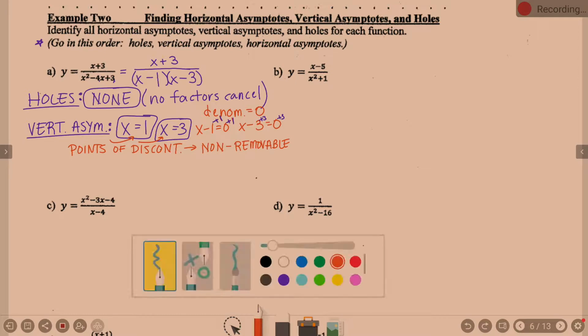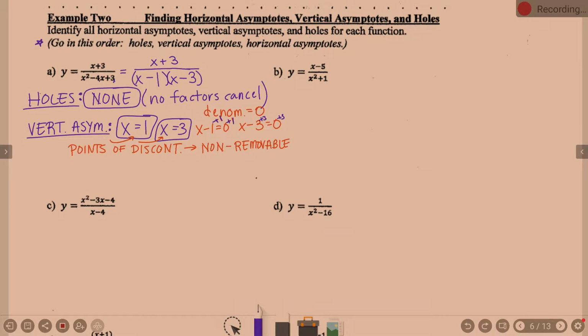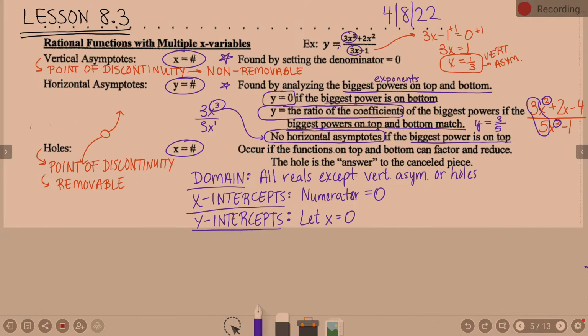Okay, moving along. We've done holes, we've done vertical asymptotes. Now we've got to do horizontal asymptotes. Are you flipping back to the front side? What are my horizontal asymptote rules? Found by looking at the biggest powers on top and bottom. So highest exponent on top, highest exponent on bottom.